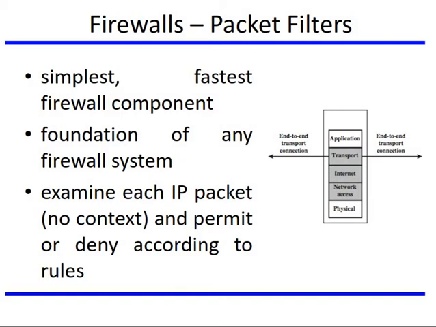Here, the router is typically configured to filter packets going in both directions, that is from and to the internal network. The filtering rules are based on information contained in a network packet. This is mainly the simplest and fastest firewall component. It could be made as a foundation of any firewall system. And the main motto of this packet filter firewall is to examine each IP packet and permit or deny it according to the rules that are framed for the particular network.